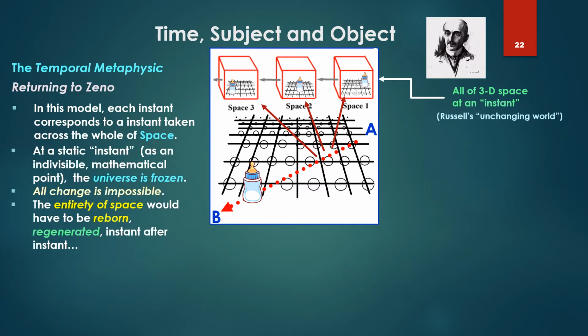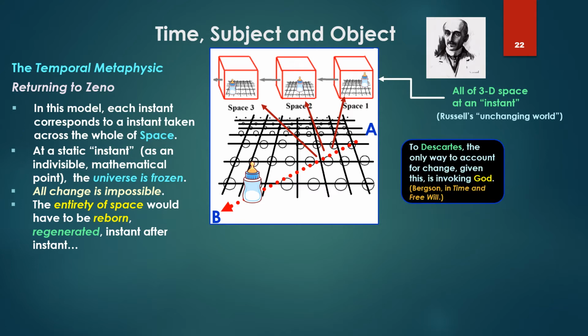But such a static instant as an indivisible mathematical point implies the universe is frozen. There can be no change within that block. All change is impossible. We don't know how to get from one block to the next. The entirety of space would have to be reborn, regenerated, instant after instant. Bergson noted that to Descartes, given this framework, which was Descartes' by the way, the only way to account for change is invoking God. That is, we require God to create each block, one after the other, as each new instant of space.